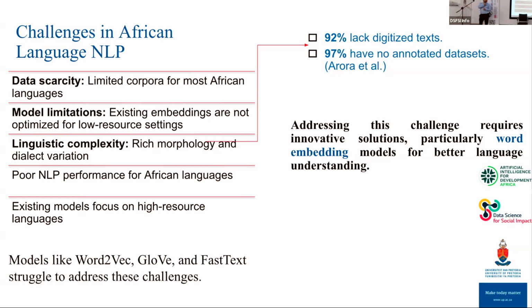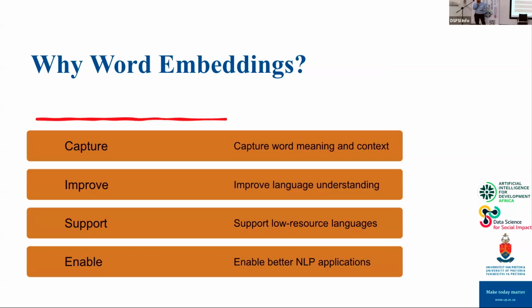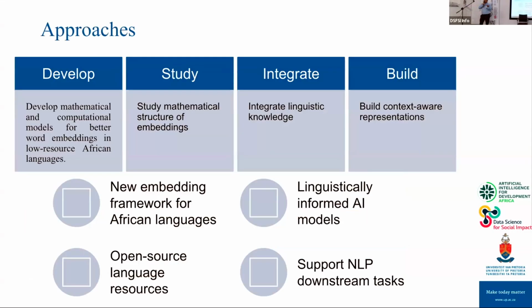So we focus on embeddings. Why word embedding? Because embeddings are the fundamental structure for natural language processing. Embeddings capture the meaning and the context of a word, and they improve language understanding. They support low resource settings and enable better NLP applications. So how can we tackle this challenge? We have developed a mathematical and computational model for better word embedding in low resource African languages.